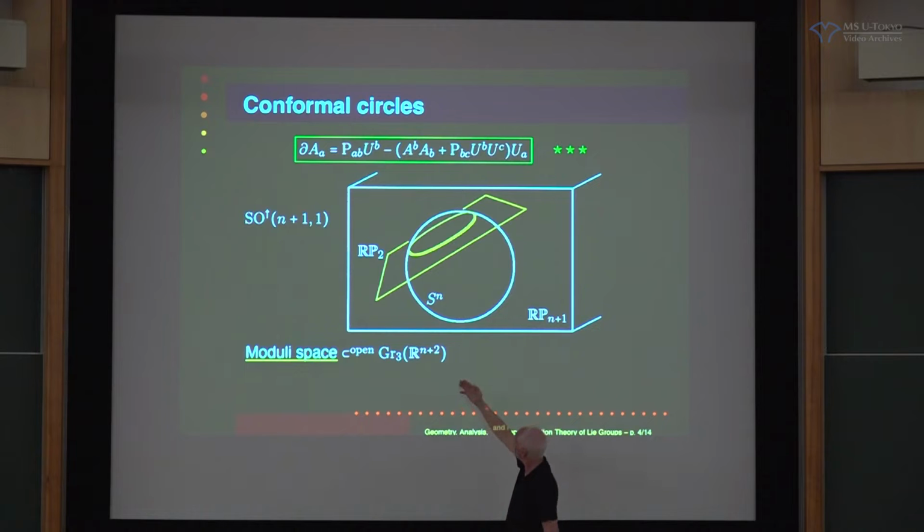Okay, so the space of 2-planes inside RP^(n+1) is the same as the Grassmannian of 3-planes inside R^(n+2). And just to make sure that we're all on the same page here, I'll do a dimension count to make sure that everything is working out correctly. So you're expecting the moduli space to be an open subset of this space, which has dimension 3 times (n minus 1). So let's see how that happens with the differential equation.